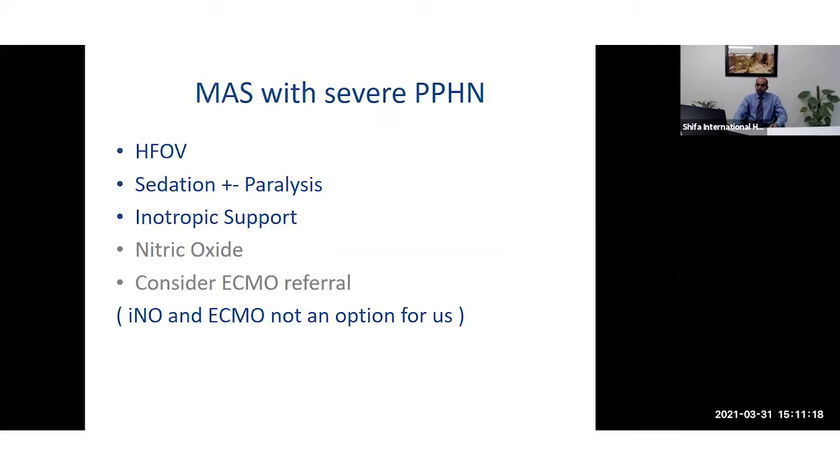If you're working in a developed country in a level 3 NICU, the baby can also be considered for nitric oxide for severe pulmonary hypertension. And if all those things don't work and oxygenation remains poor, then the baby would be considered for ECMO. However, both nitric oxide and ECMO are not available for us. So we have to rely on high frequency ventilation and other supportive treatments to stabilize these babies.